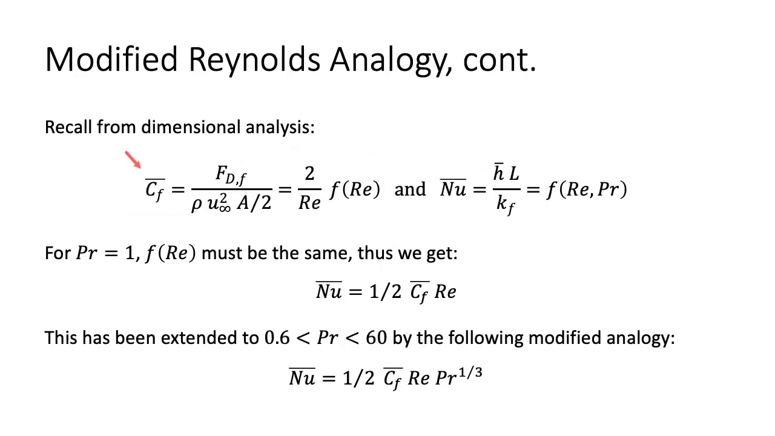Furthermore, if we look at the dimensionless drag coefficient and the average Nusselt number, we recall that they can be written in terms of the function that is the solution for the velocity and the temperature. Since this must be the same function, we can obtain a simple relationship for the average Nusselt number in terms of the drag coefficient. This result has been made even more general by extending the range of Prandtl numbers for which it can be applied as shown. This result is called the modified Reynolds analogy.